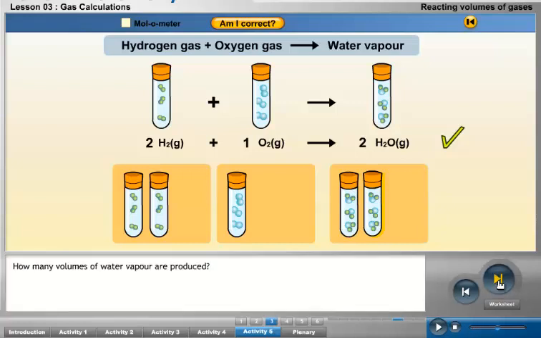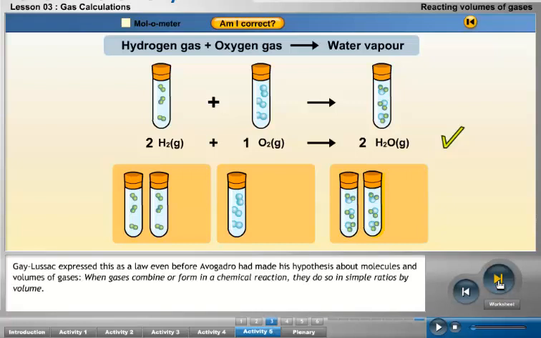How many volumes of water vapor are produced? Answer: 2 volumes of water vapor. Gay-Lussac expressed this as a law even before Avogadro had made his hypothesis about molecules and volumes of gases. When gases combine and form a chemical reaction, they do so in simple ratios by volume.